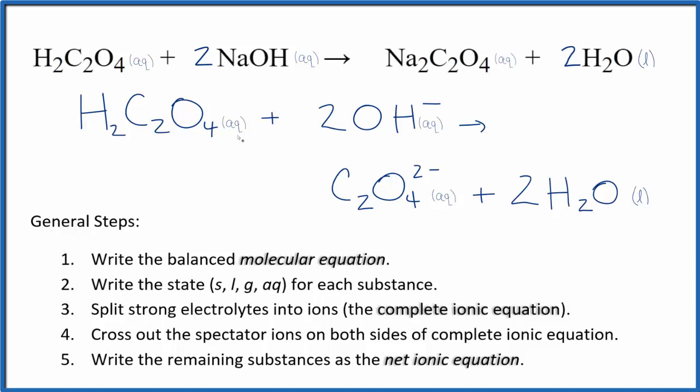You note that charge is conserved. We have 2 times 1 minus. That's 2 minus. Then in the products, we have a 2 minus here. And if you count the atoms, they're balanced as well.